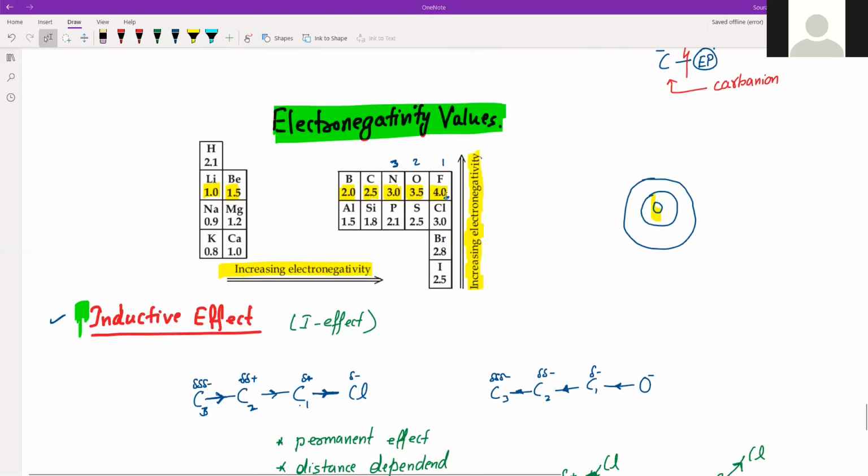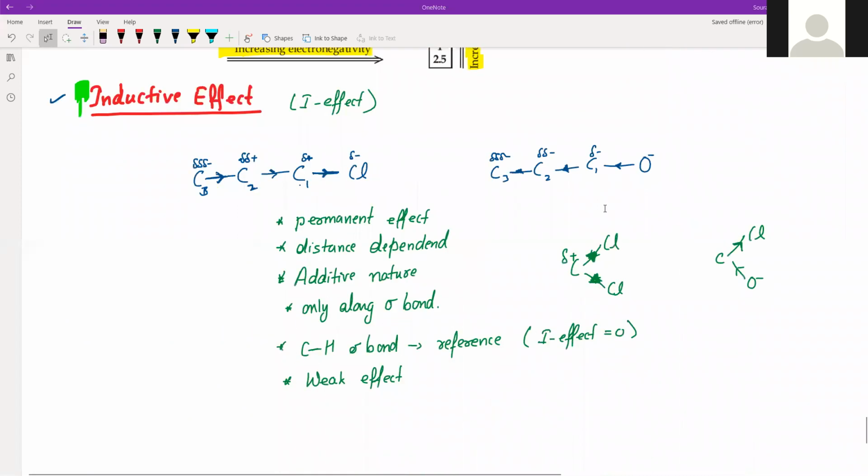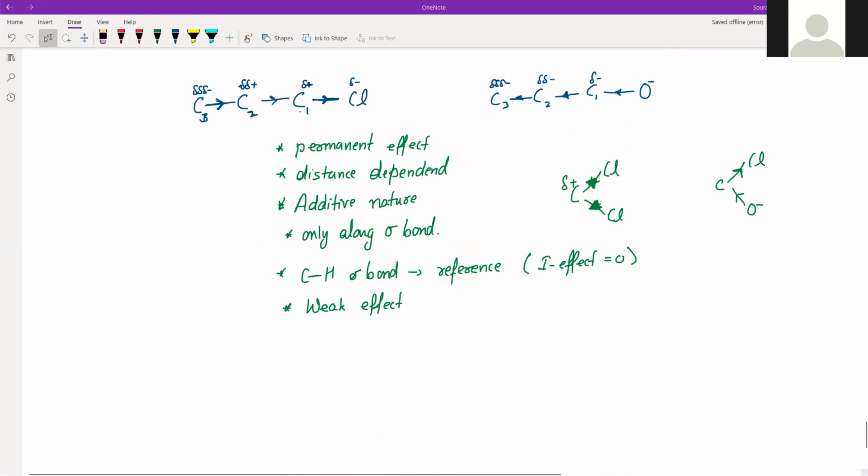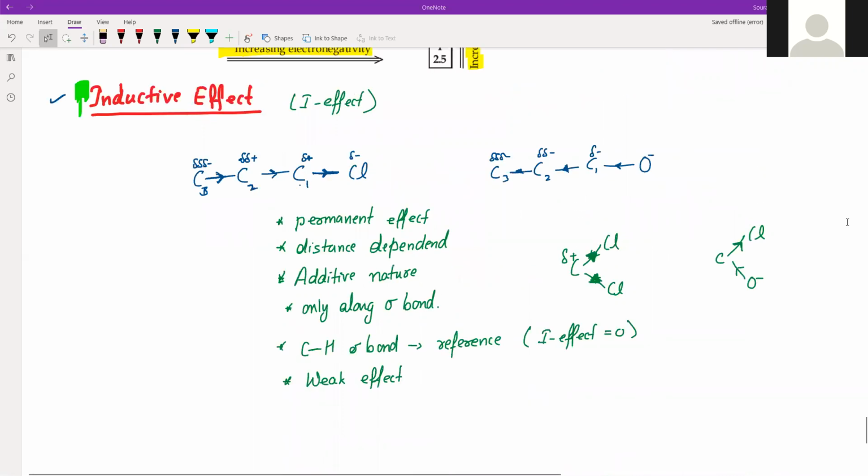Okay, then next we saw electronegativity. We observed that fluorine is the most electronegative. After that it's oxygen, after that nitrogen or chlorine, then carbon or sulfur. So these are the most electronegative elements. We introduced electronegative elements because now we want to discuss the concept of electronic effects.